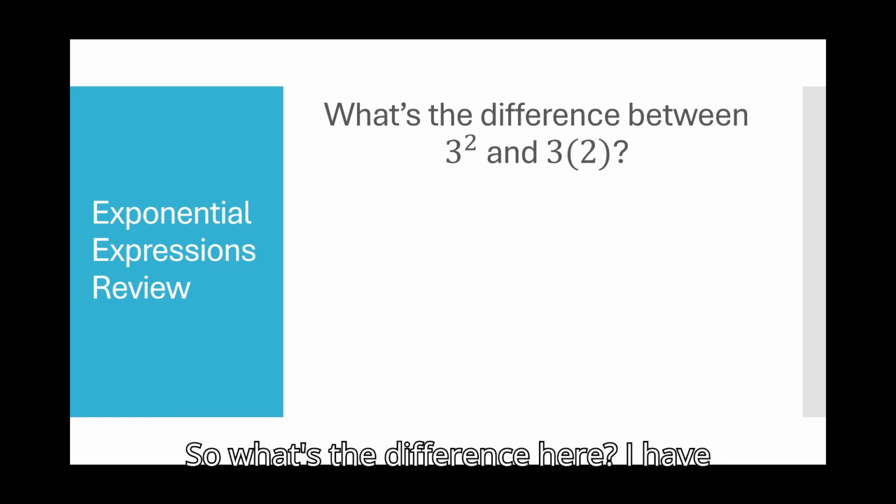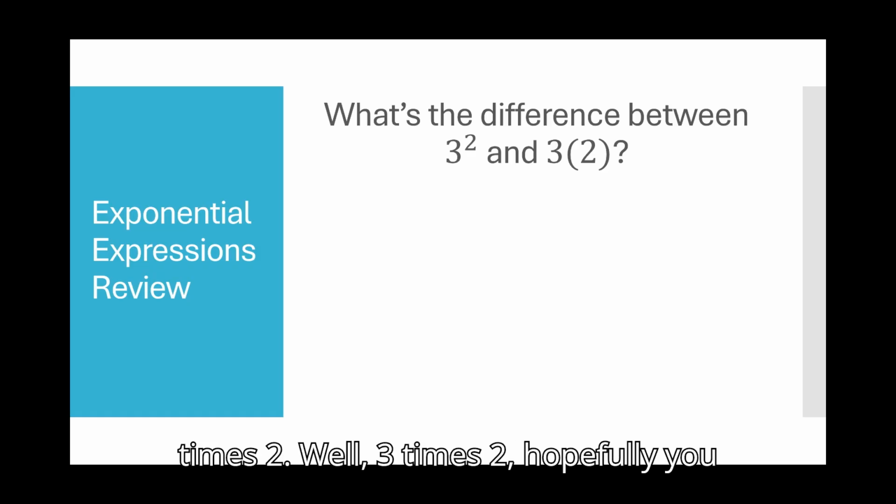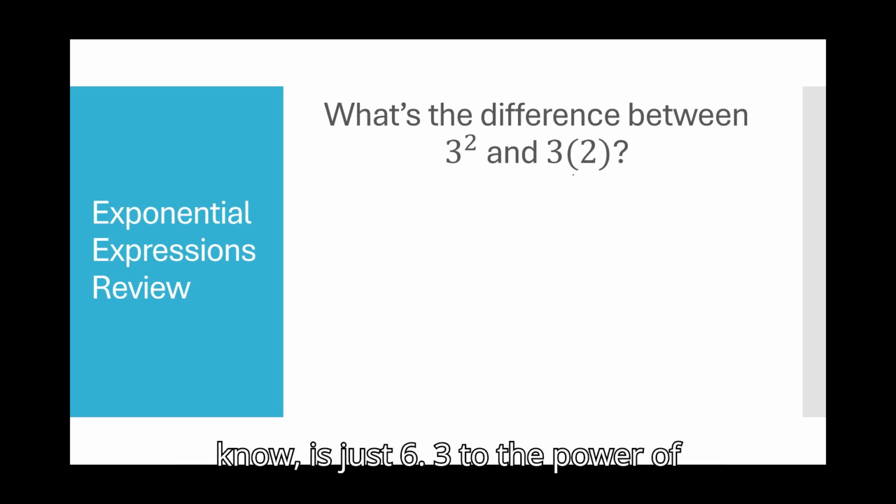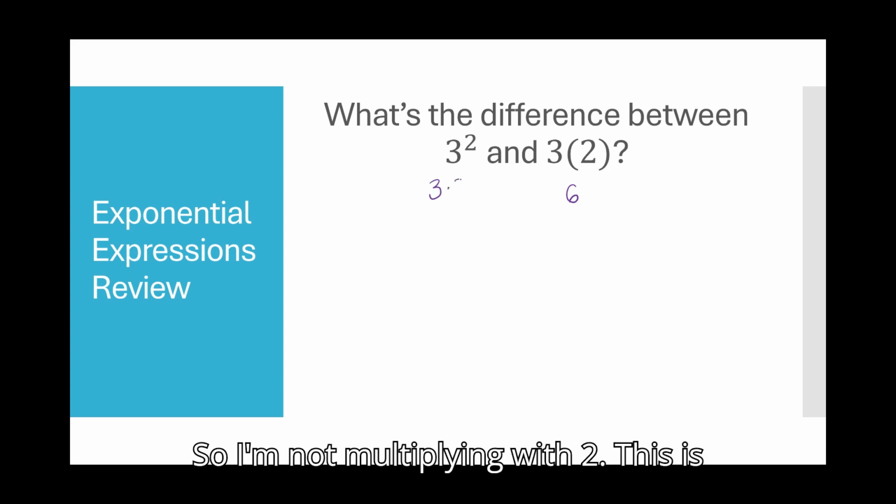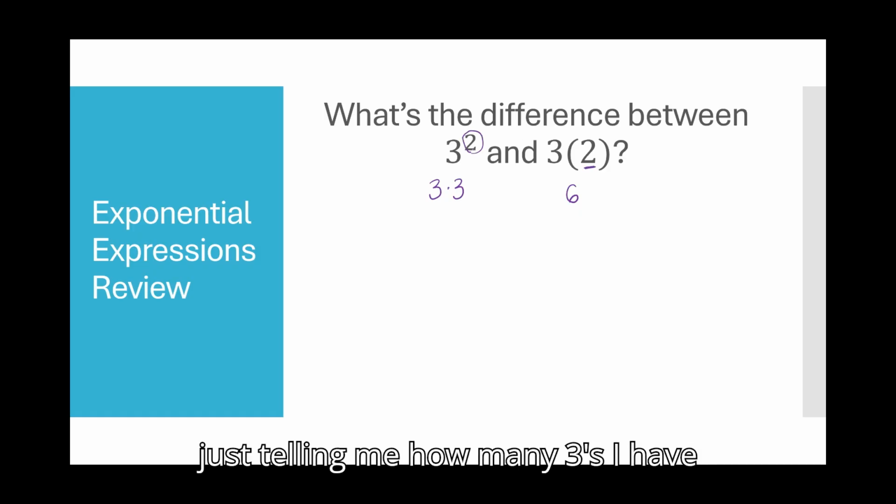So what's the difference here? I have 3 to the power of 2 and 3 times 2. Well, 3 times 2, hopefully you know, is just 6. 3 to the power of 2 means I am multiplying 3 with itself 2 times. So I'm not multiplying with 2. This is just telling me how many 3s I have multiplied together. So that one's 9.